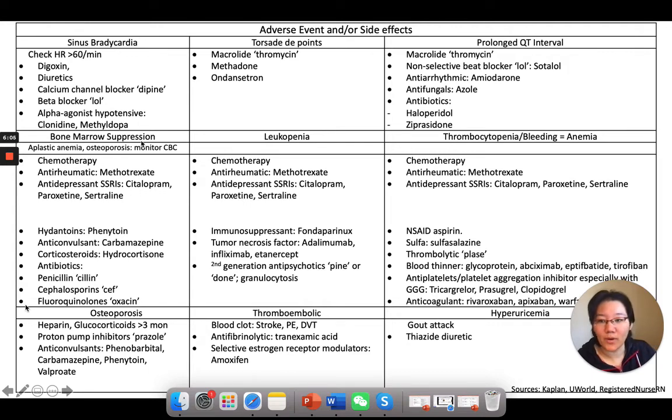What else? Okay, here. Bone marrow suppression. We have the following medications that cause it. They cause bone marrow suppression, leukopenia, and thrombocytopenia as well. But not all medications do that. So following here, fentanyl causes bone marrow suppression, but it does not cause leukopenia.